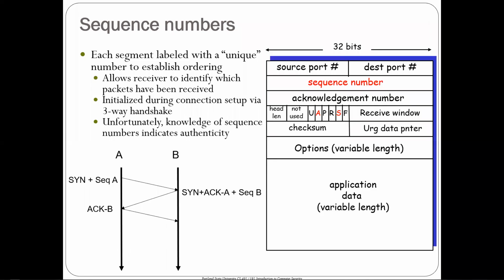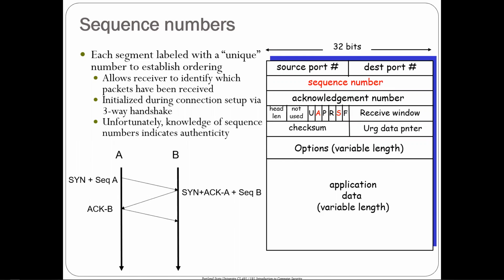So sender A is like, hey, here's my sequence number A. I'll send that in a SYN packet to B. B is like, I got your sequence number. I ACK your A. And then I'm going to generate my own sequence number B and send that to you. And then after this three-way handshake, both of these endpoints have sequence numbers going in each direction.